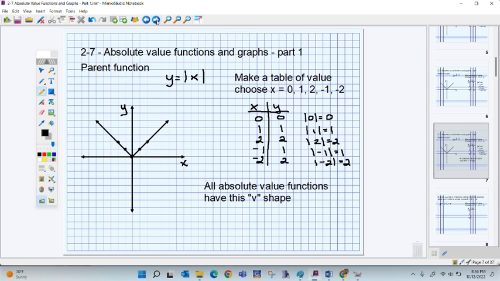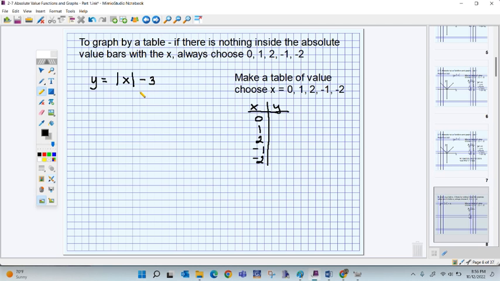We can look at some other ones. Okay, if this is the parent, you might already have an expectation of what this -3 is going to do. f of x was the absolute value of x, then we take 3 away from the whole thing. Your expectation should be that it moves down 3 units from the original one, but let's plug in some values just to find out what they turn out to be.